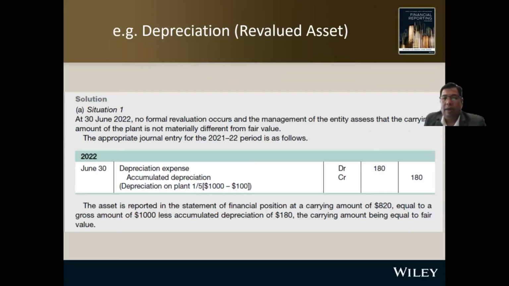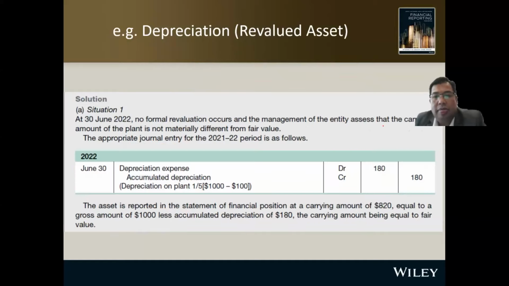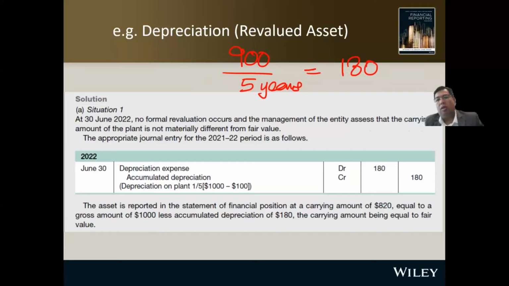If this asset can be used for 5 years, for situation 1, this 900 will be divided by 5 years. So every year, your depreciation will be 180. So I'm going to debit depreciation expense 180, credit accumulated depreciation by 180.